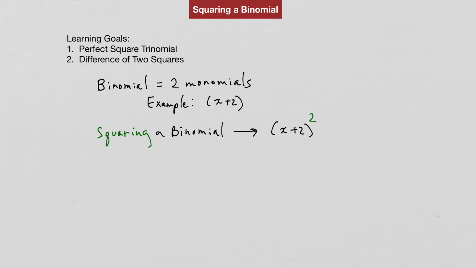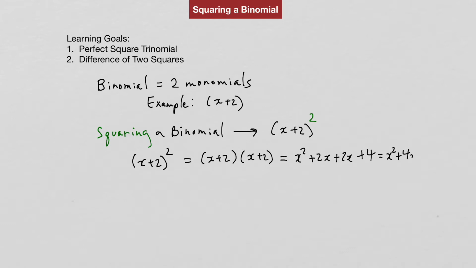If we were to work this out, the quantity x plus 2 squared is the same thing as the quantity x plus 2 times the quantity x plus 2. If we use the FOIL method in multiplying this out, we would get x squared plus 2x plus 2x plus 4. Adding the like terms of 2x and 2x, the final answer would be x squared plus 4x plus 4.